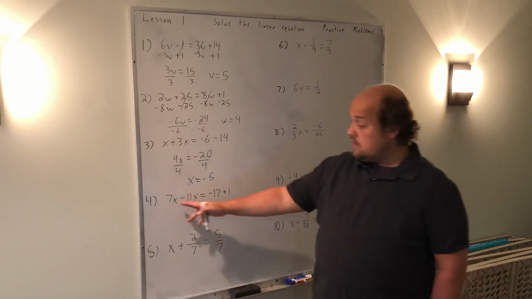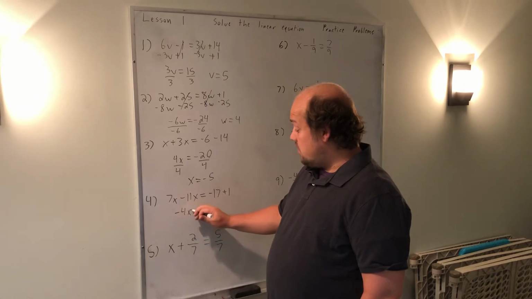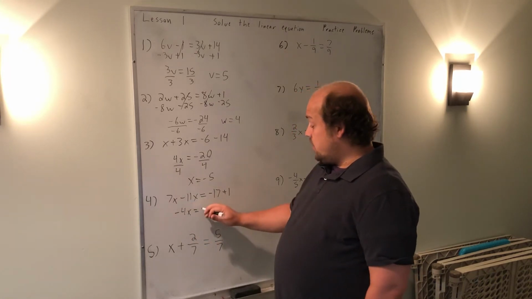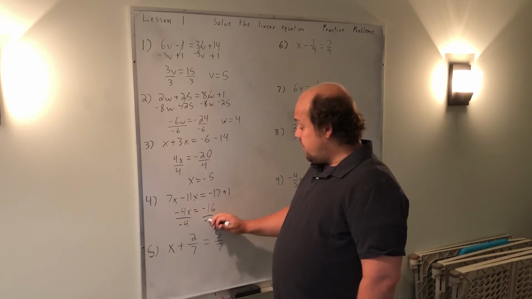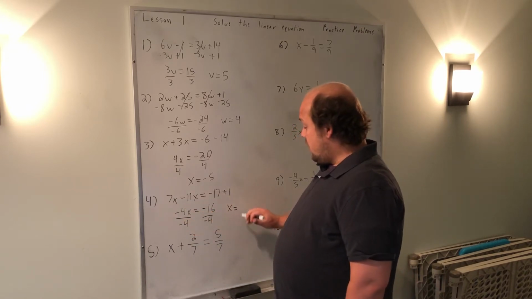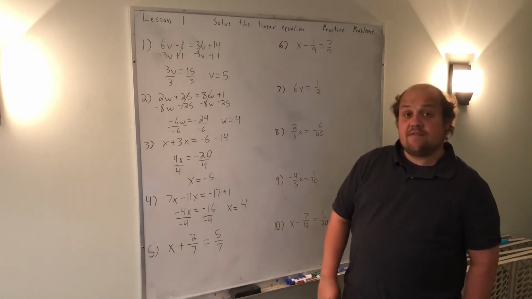Problem number 4, 7x minus 11x leaves me with negative 4x. Negative 17 plus 1 leaves me with negative 16. So when I divide by what's in front of that x, a negative 4, I get x equals negative 16 over negative 4, which is a positive 4.